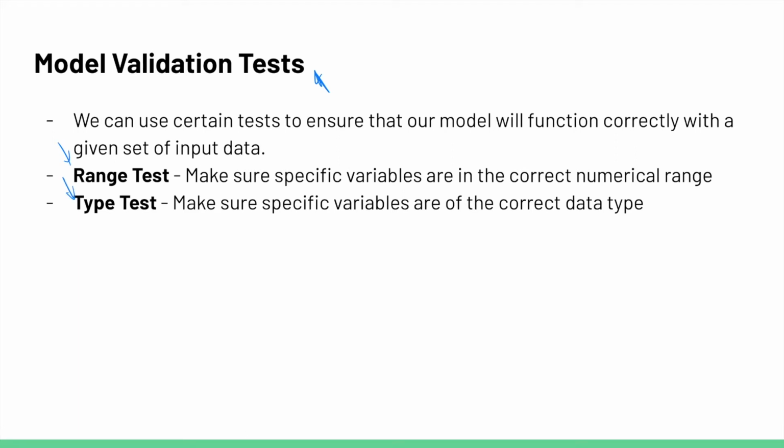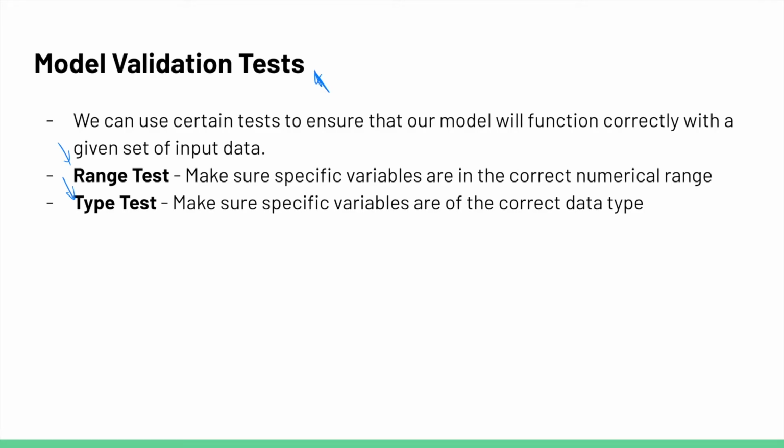If we have a range test, that means that we're making sure that the input to a model is within a correct numerical range. So for example, if we were talking about temperature and we wanted our variable to refer to a temperature that's survivable for a human being in Celsius, then we might have a range from about negative 40 degrees Celsius to about 45 or 50 degrees Celsius. That's an example of a range test.